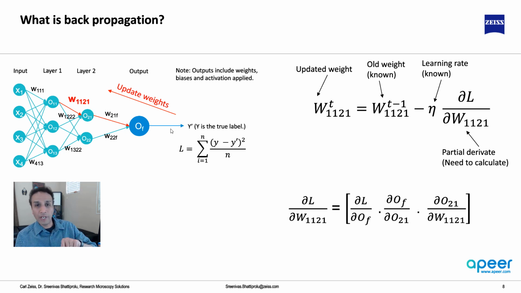So you go from the right, and then break it down into individual partial derivatives and accumulate them, so you can actually get your updated value right there. And once you know this, it's just a simple calculation. I hope this makes sense.